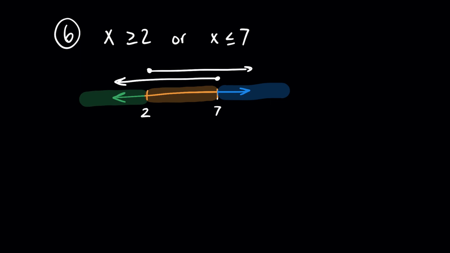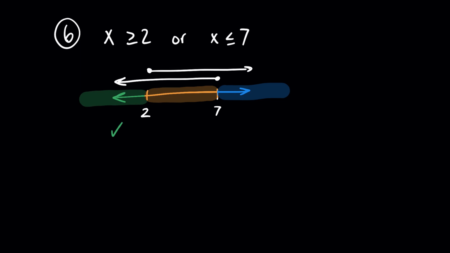So how do we feel about things in the green zone? What if I pick a number right here? So like 1, for example. Is 1 greater than or equal to 2? I'm going to say no. Is it less than or equal to 7? Yes. So 1 satisfies this condition right here. So 1 is good to go. In fact, anything in this green area is good to go.